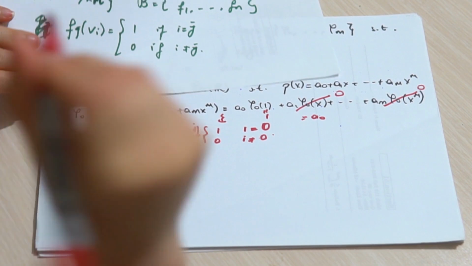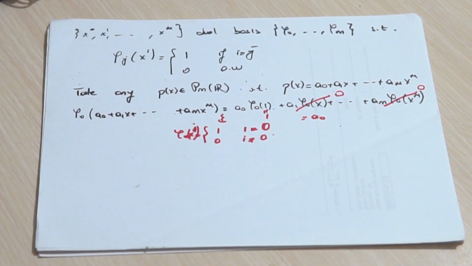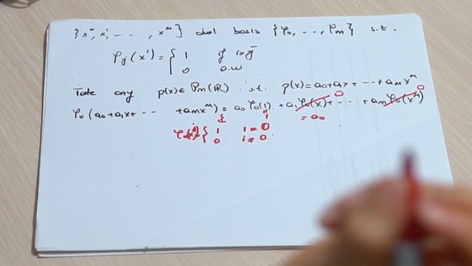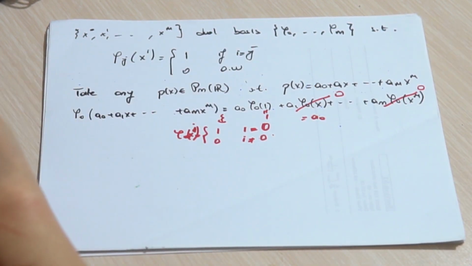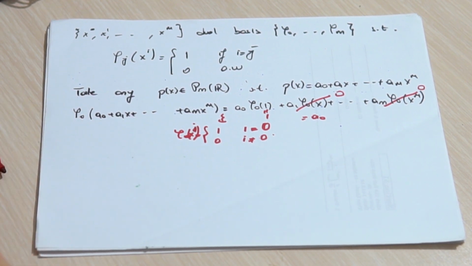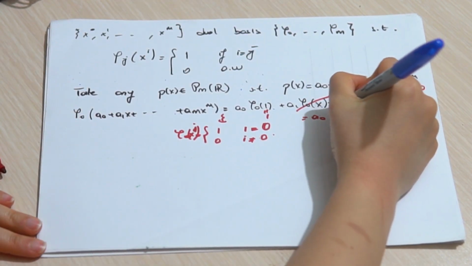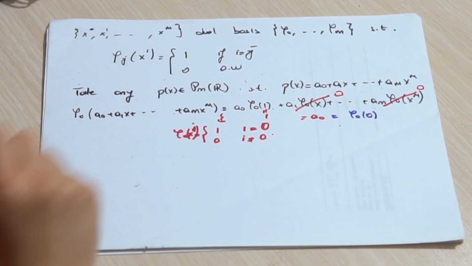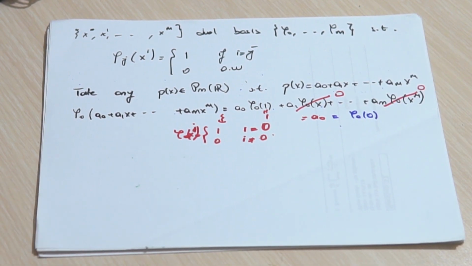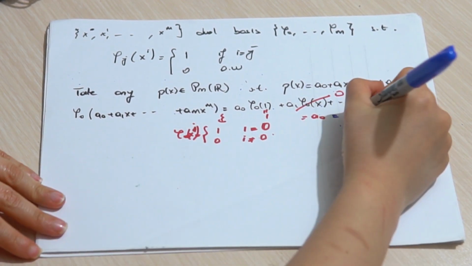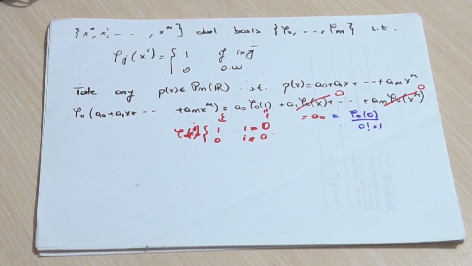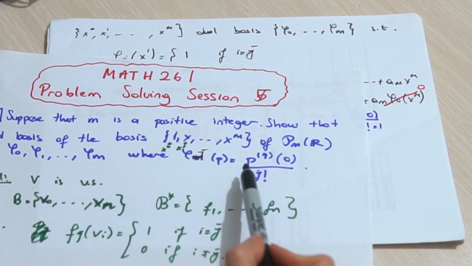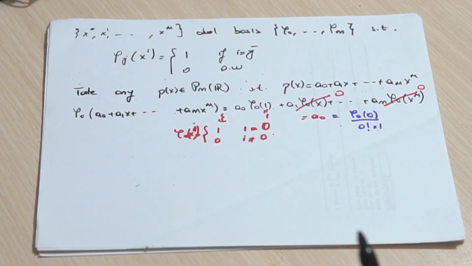So this is equal to a0, right? So it can go like this. You know that this a0 is equal to the 0th derivative of p at 0 over 0 factorial, since 0 factorial is equal to 1. So this satisfies the statement. So let's look at the general ones.